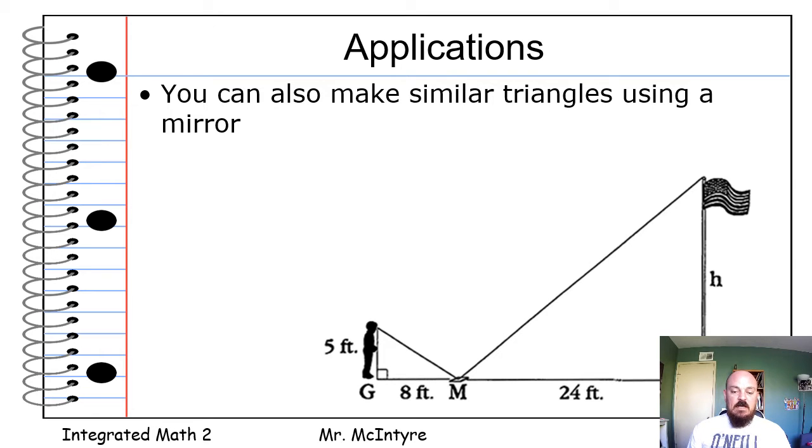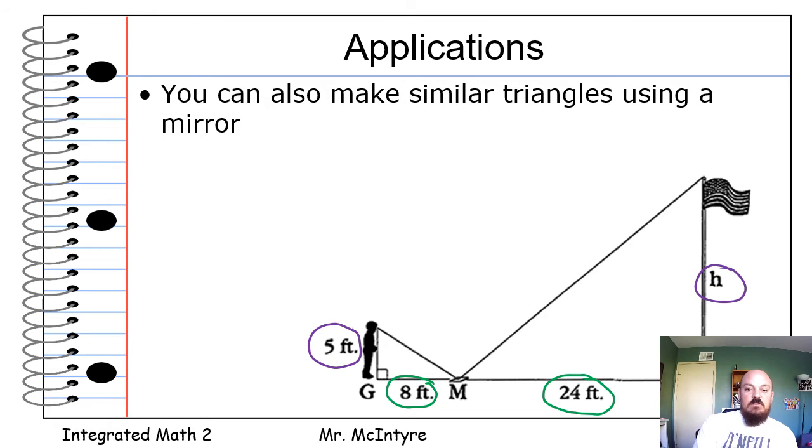Well, again, once you realize that those are similar triangles because it's a reflection in a mirror, then you can match up the same way we just did. You can match up the height of the person with the height of the flag, and you can match up the length of the distance to the mirror from the person and from the flag. It's basically kind of inverted similar triangles. They are similar, but they're reflections of each other. So the H and the 5 match up, and the 24 and the 8 match up. Now let's solve it the exact same way we just did. I'll start with purple, h over 5, equals green, 24 over 8.